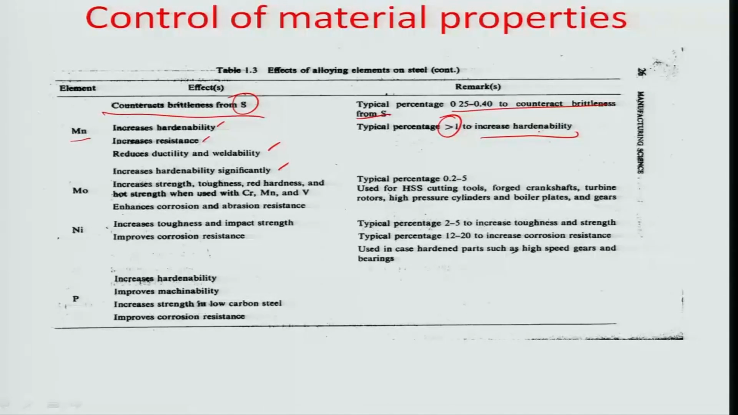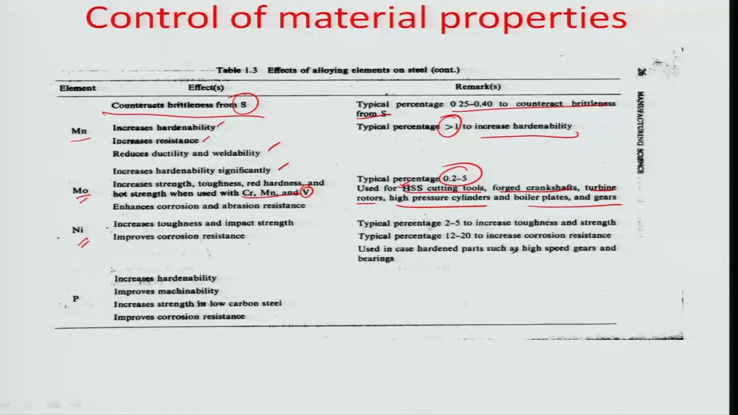Molybdenum, for example, increases strength, toughness, red hardness and hot strength when used with chromium, manganese and vanadium all in total. So the typical percentage here that you are looking at is 0.2 to 5%. In fact, molybdenum is used a lot in high speed cutting tools, particularly high speed steels. It is used in forged crankshafts, turbine rotors, high pressure cylinders, boiler plates, gears, so on and so forth.